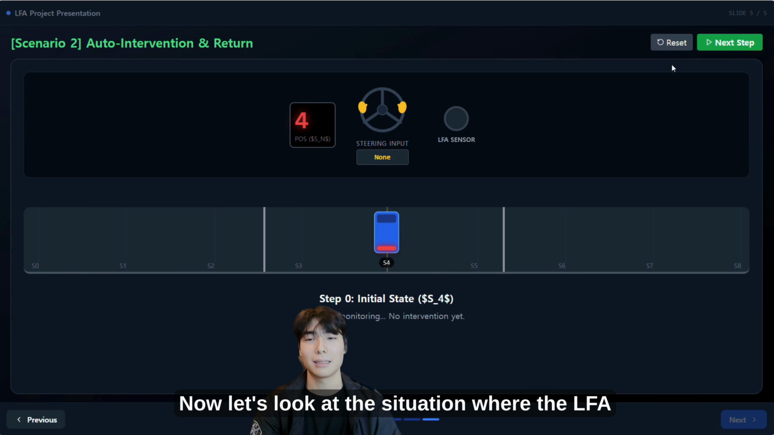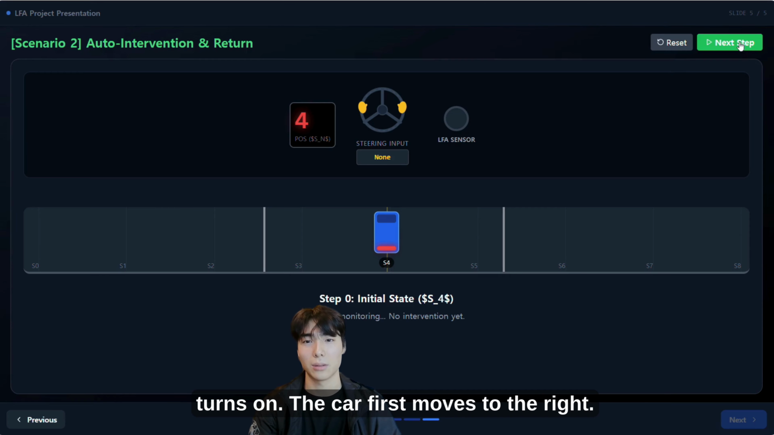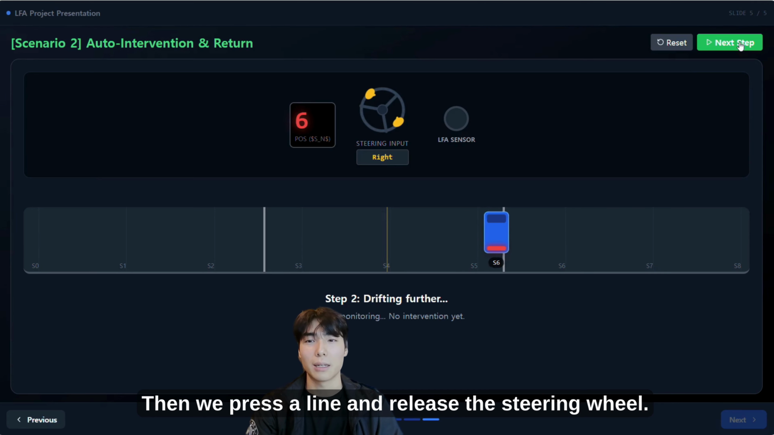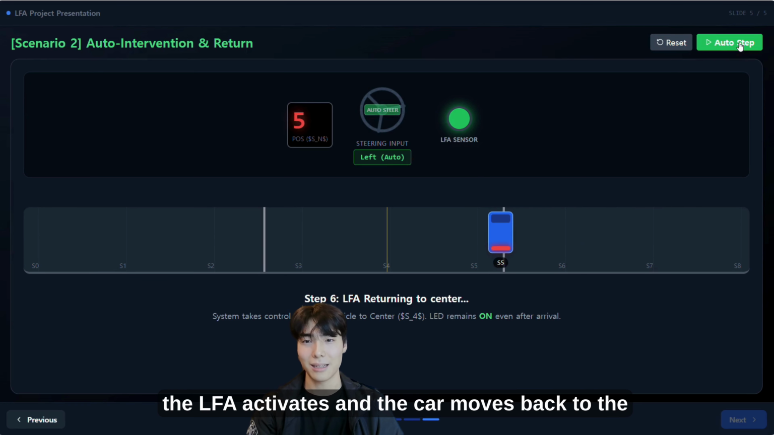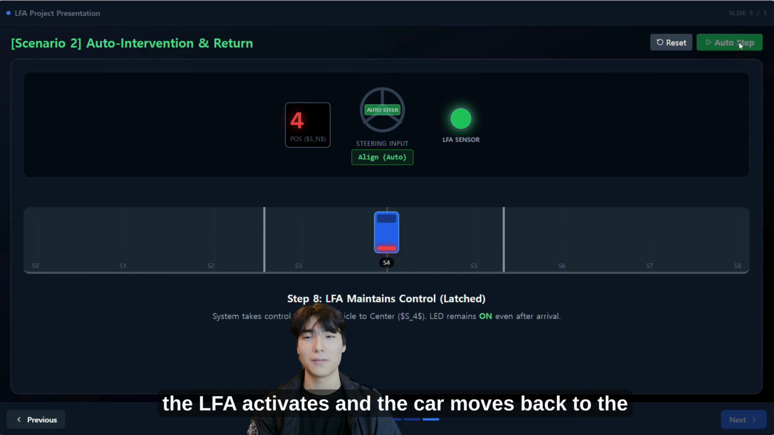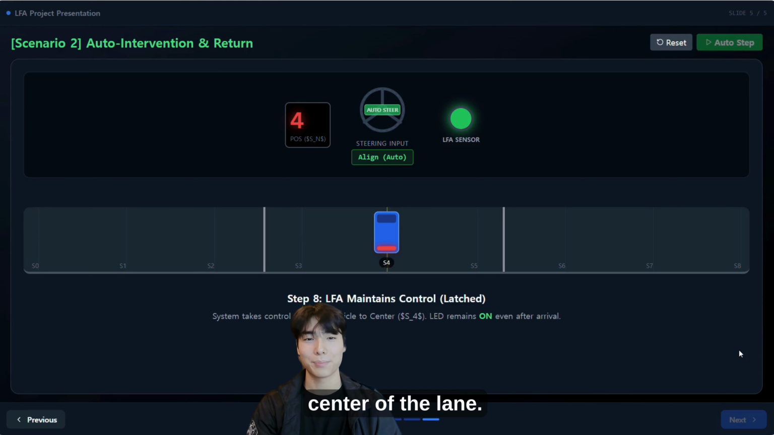Now let's look at the situation where the LFA turns on. The car first moved to the right, then we press left and release the steering wheel. This is the hold state. In that situation, the LFA activates and the car moves back to the center of the lane.